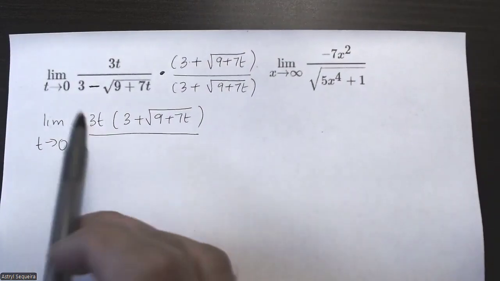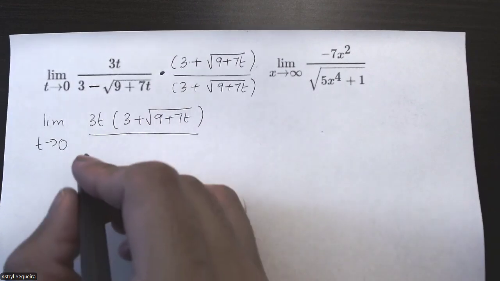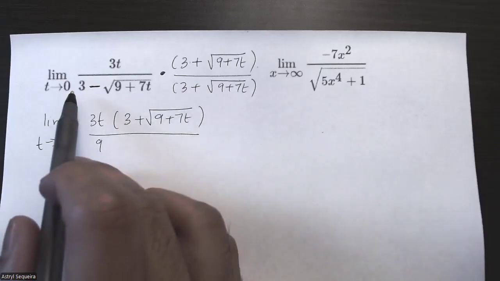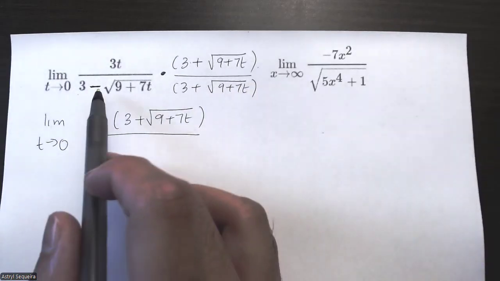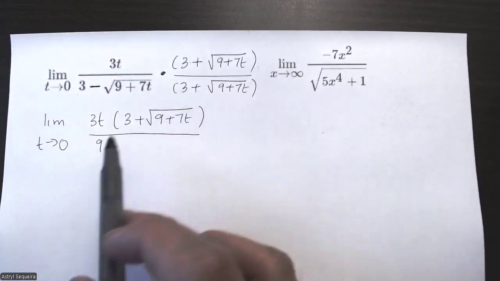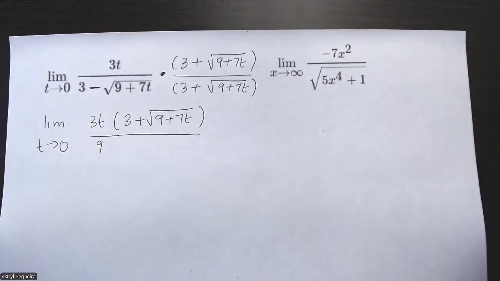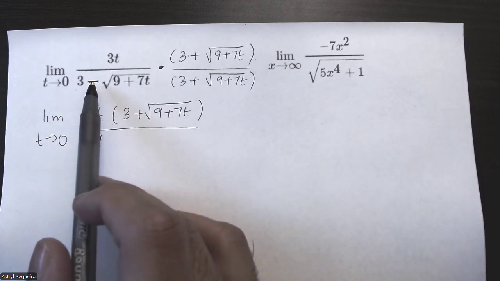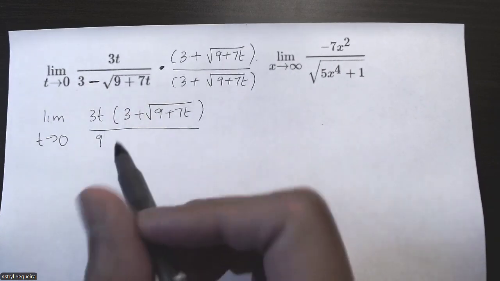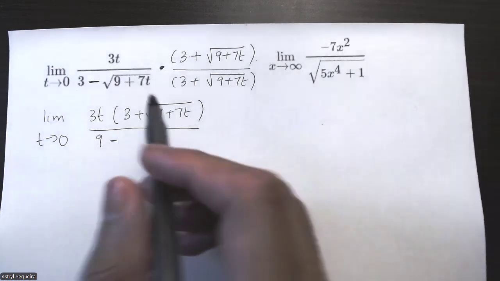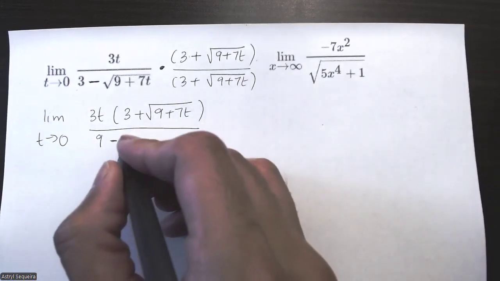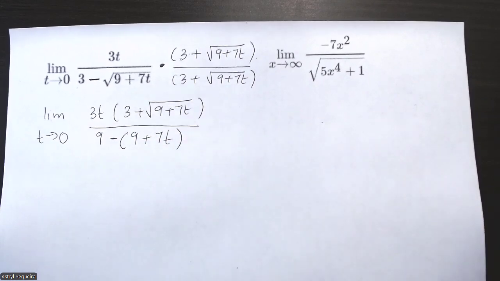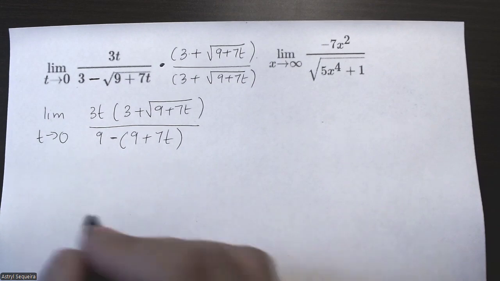The bottom you want to expand. 3 times 3 is 9. The middle terms will always cancel each other out. So 3 times this square root and negative this square root times 3 will cancel each other out always when rationalizing. I'm not going to even write that down. And then last term times last term, I have a negative times a positive, which is a negative. And the square root of this times the square root of the same thing. You just write it and make sure it's inside a bracket. That's really important.